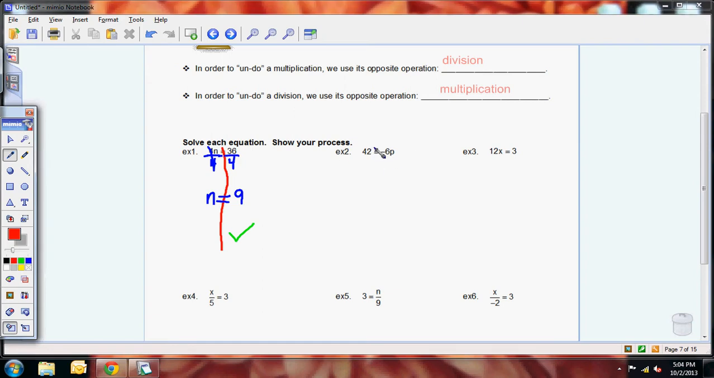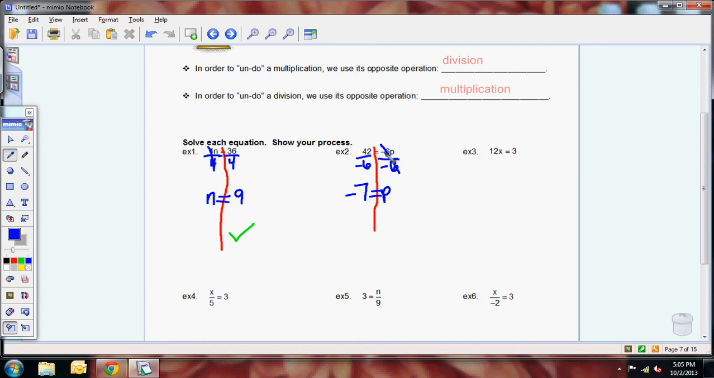Alright, example 2 looks a little strange because the variable is on the right side, but it's going to be the same process. So we have -6 times p. This is a multiplication problem. A big mistake would be to think it's subtraction, so you would add 6. But you have to think about what's happening to the variable. So -6 times p, the opposite would be to divide by -6. We want to get that whole term away from the p. Whatever you do to one side, you have to do to the other. So I'm left with 1p, or p equals -7.